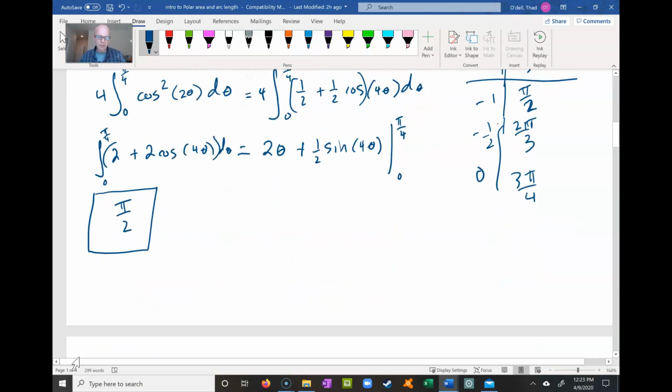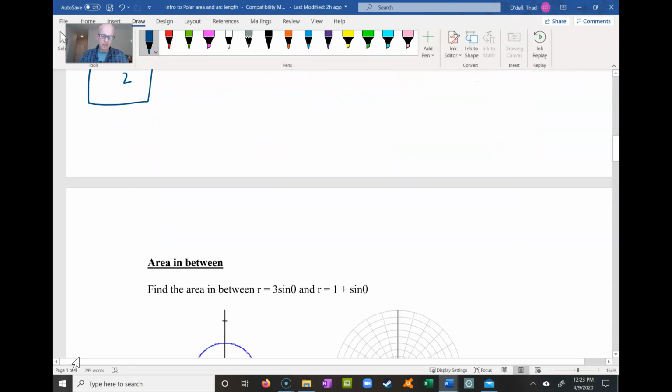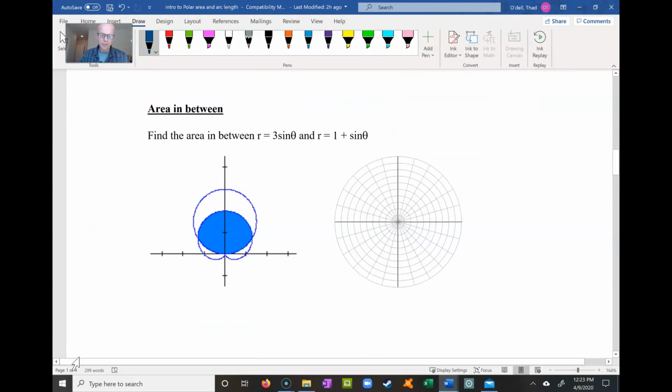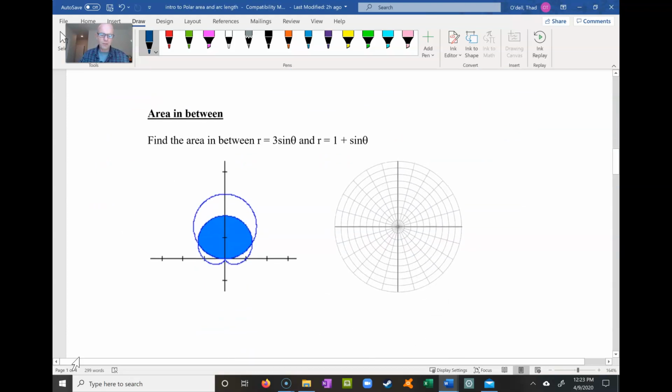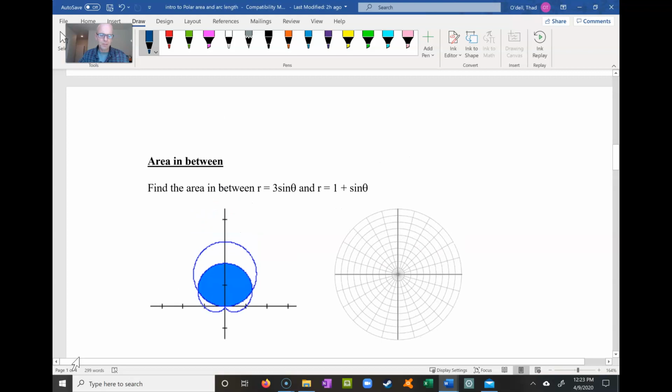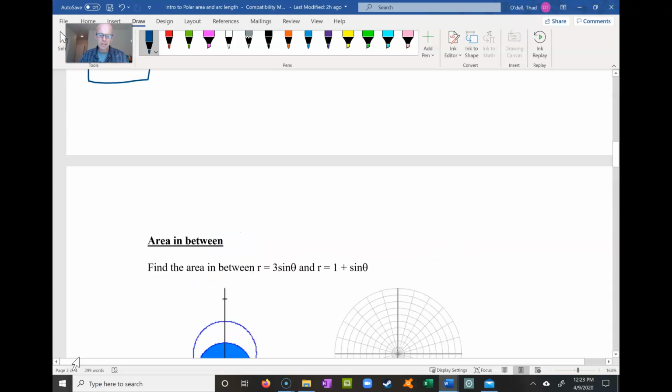Okay, I think I'll stop the video there. I was going to do another example, but this video is getting kind of long. I will do another video with an example where you find the area between 2 polar curves. All right?